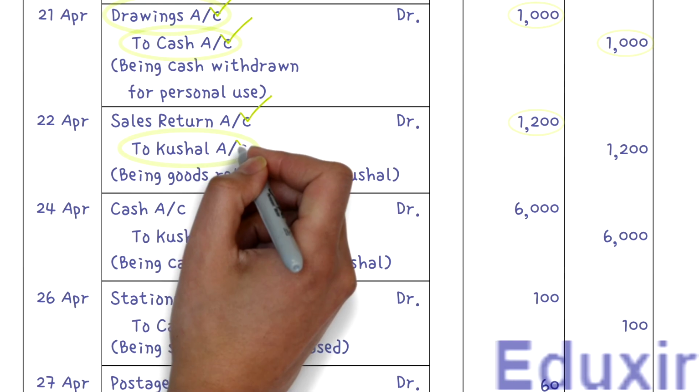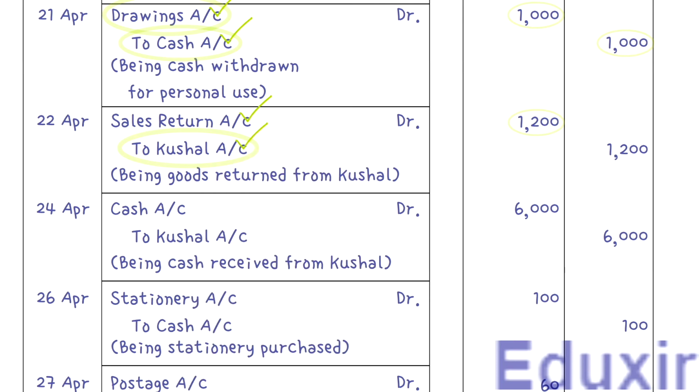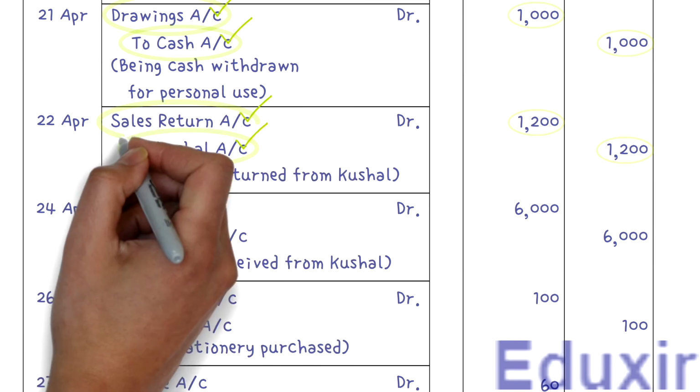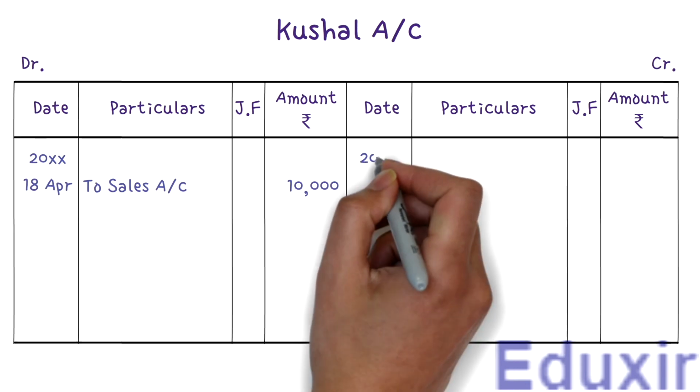As the name suggests, it needs to be posted on the credit side of Kushal account and the credit amount is 1200 rupees. Note that the details that need to be posted into the particulars column is sales return account. As we already have Kushal account, let us now post this entry into that account. As this is the first entry on the credit side, let us first write the year and then let us write the date.